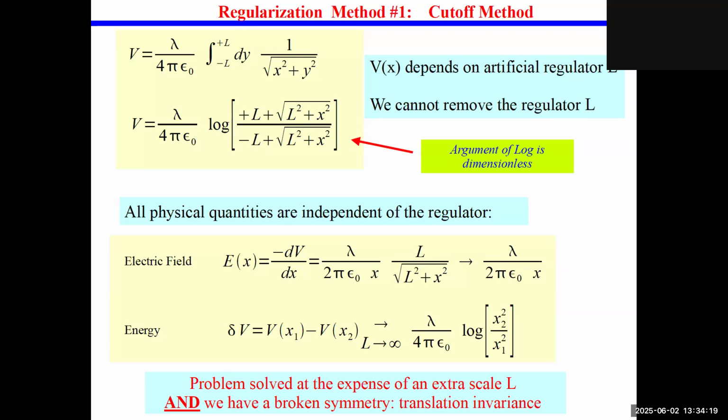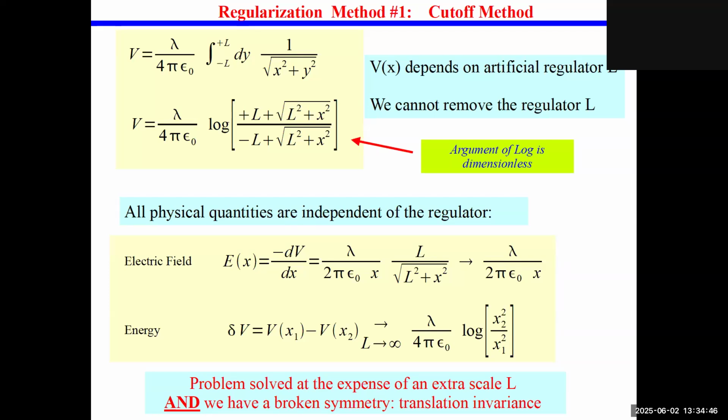And so let's try it out. The electric field is the slope of the potential. So if I work that out, sure enough, I can take the limit and I get the correct answer, the same one you got from Gauss's law. And the energy is basically the difference in potential. And here again, you can work that out and you take the limit, and that also works out. Okay, so what have we done? We've solved the problem.